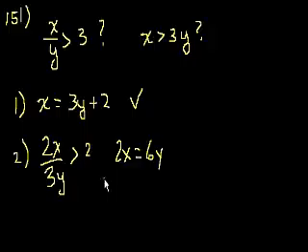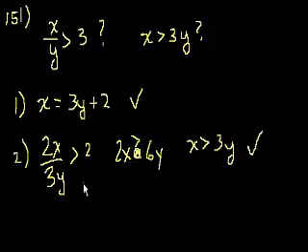6y. Now we can divide both sides by 2, and you get, oh sorry, why did I put equal? It's greater than, right? Greater than. Divide both sides by 2, and you get x is greater than 3y. So this statement and this statement are the same thing. So statement 2 alone is also sufficient. So either statement alone is sufficient to answer this question.